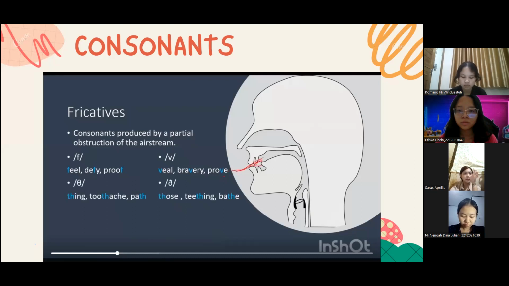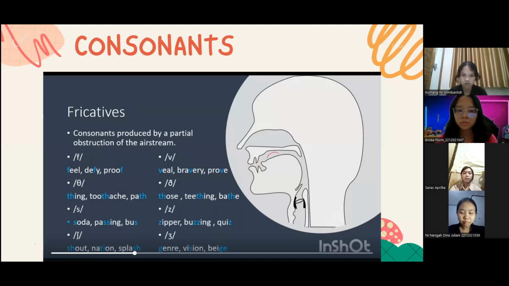So you have th like in thing and th like in those. That is the exact same case, but the tip of the tongue is coming between the teeth. Two more fricatives would be the s and the z. The blade of the tongue is coming up to the hard palate, and that's where the friction is happening. So you got sh and zh.